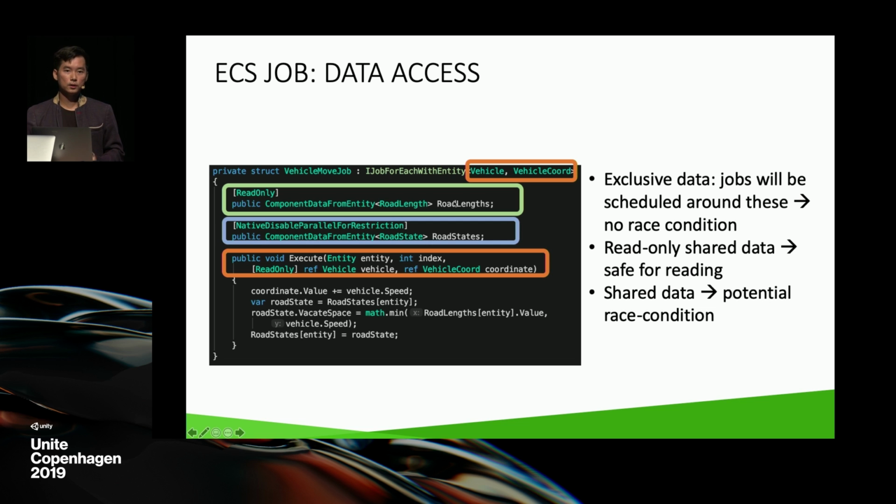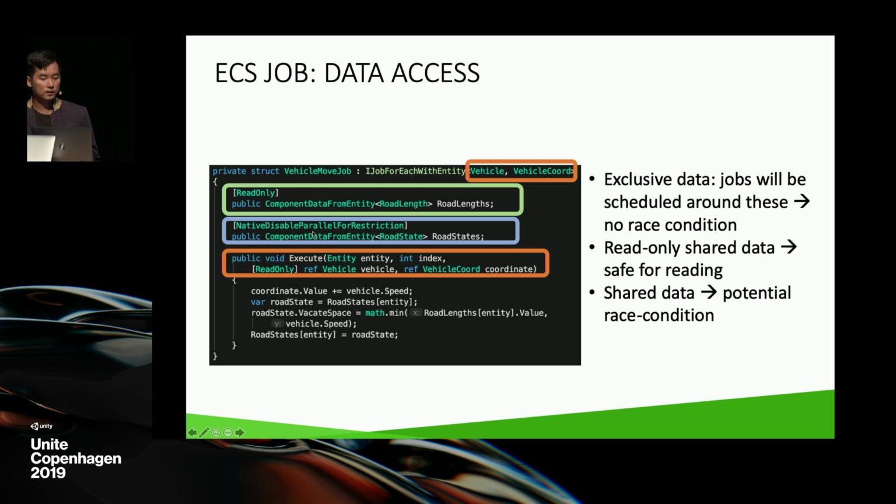However, in order to create a convincing simulation, you need entities to interact with each other. And in that sense, in a lot of the jobs that are required for the traffic simulation, we need shared data that is writable. And in order to enable that, you have to add this very scary attribute, NativeDisableParallelForRestriction.